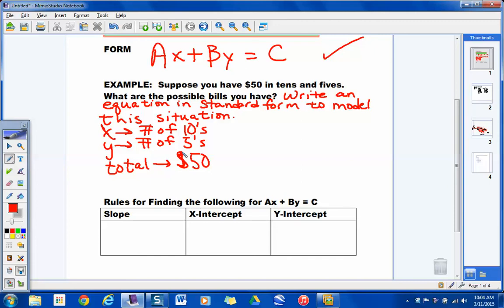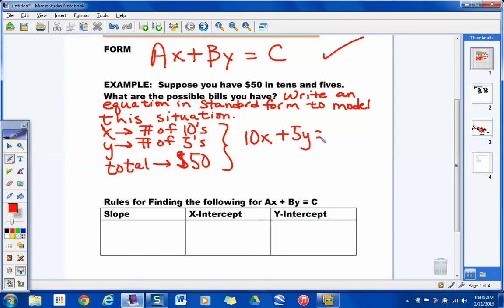So the model situation would be this: 10 times x. I don't know how many tens I have. If x was 1, if x was 2, if x was 3, wouldn't that tell you how much money you have in tens? Like 10 times 2 would be $20. I have 10 times 3, I have 10 times 4. Do you get that? The 10x represents how much money you have in $10 bills, right? The number of tens times 10. What are you going to add to that? What's your guess? Plus 5y. Why 5y, Mariah?